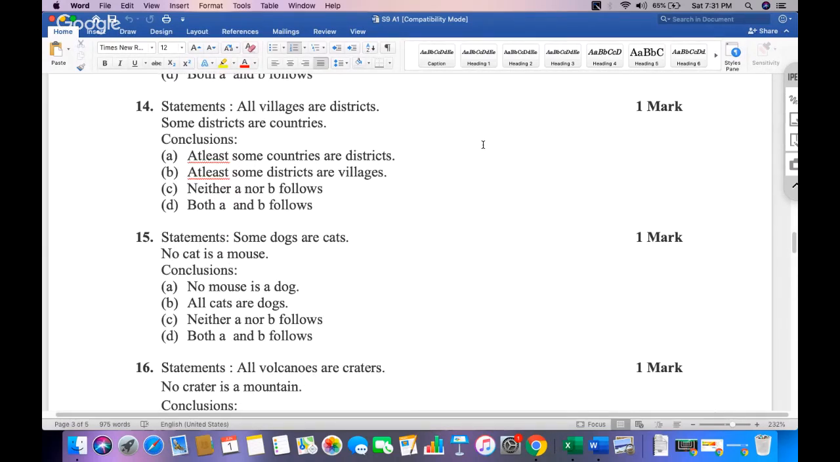What's the answer? You are giving me an answer of, which question are we solving? Question number 14 we are solving. All villages are districts. Okay, districts. So let me draw it for you.